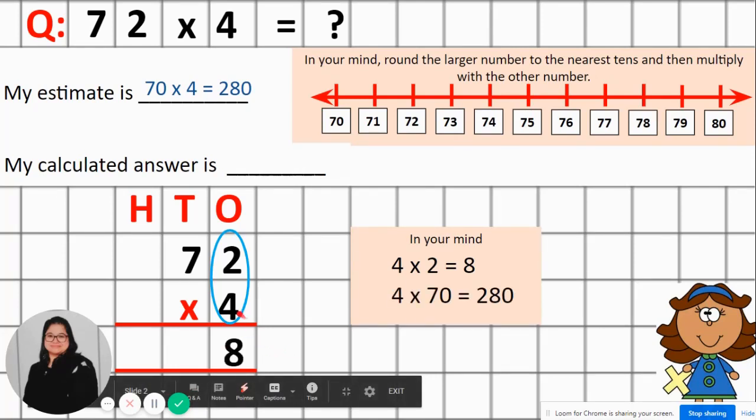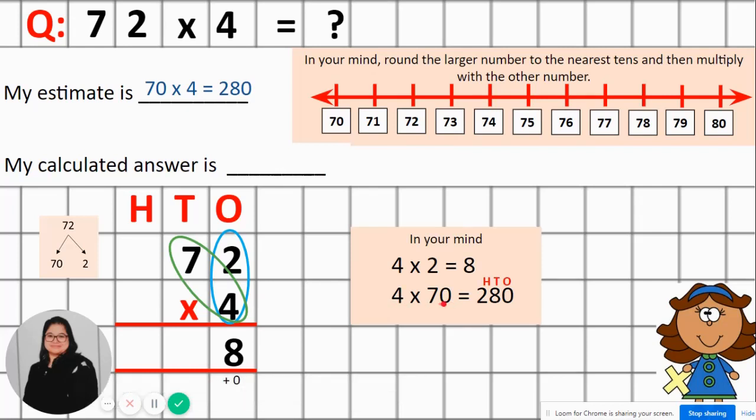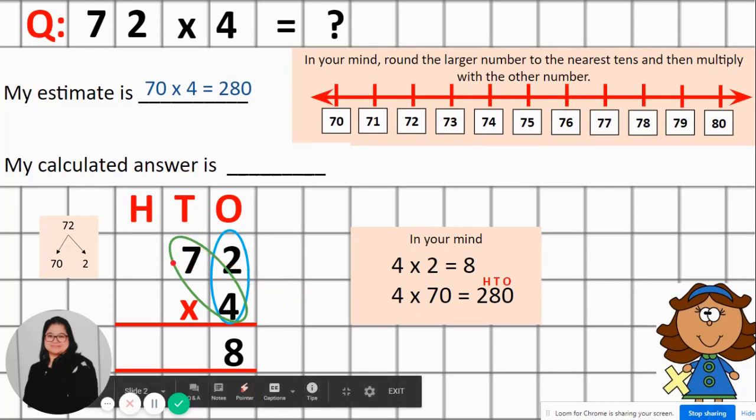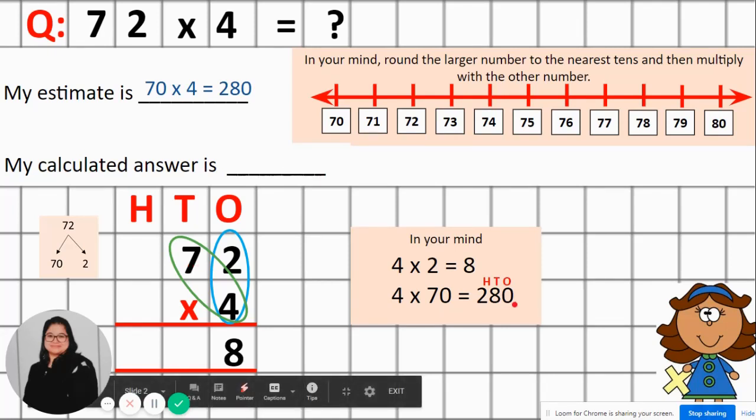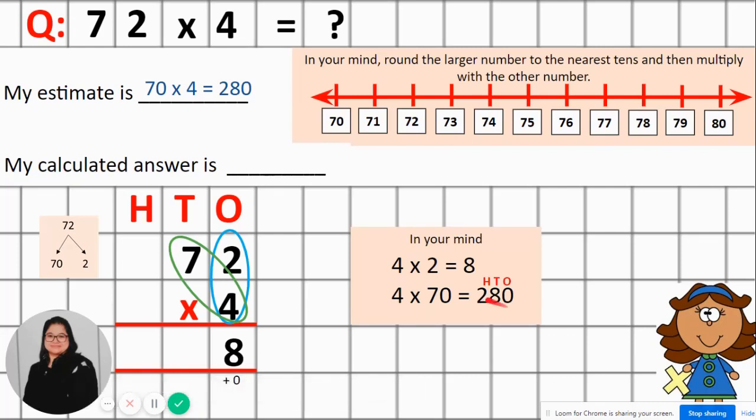And then we will do 4 times 7. That is ones place with the tens place. So here we get 4 times 70 again. Why is this 70? Because this is in its tens place. 7 is in its tens place. Okay. So it is nothing but 70. So what answer do we get? We get the answer as 280.